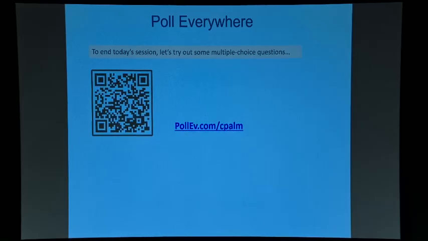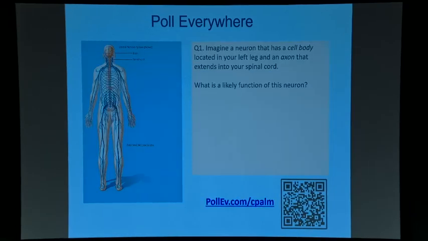Okay. All right, so the first question here is to imagine a neuron that has a cell body located in your left leg and an axon that extends from your left leg into your spinal cord. And the question is, what is a plausible function of this neuron? A, is it to help transmit signals from your brain to control your muscles? B, could it be to help transmit information about touch on your skin towards your brain?